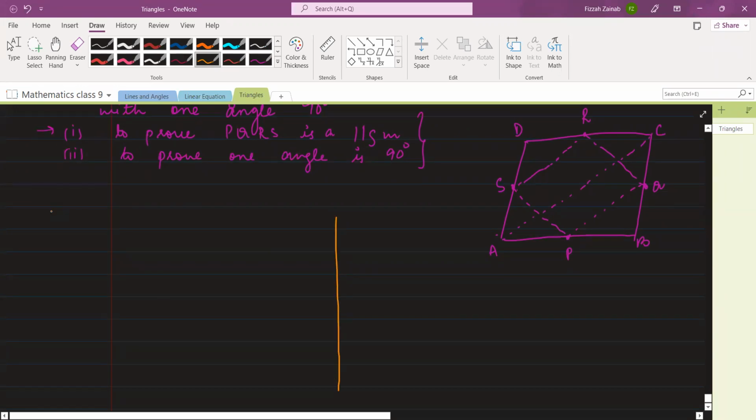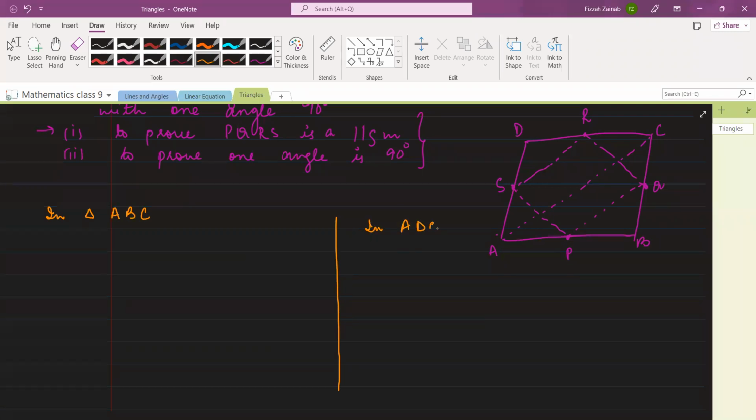So first of all, I'm taking this triangle. In triangle ABC, can you see that? ABC. And then the upper triangle I'm taking, which is ADC, right? Okay, so in ABC, now it's given that P is the midpoint of AB, right? And Q is the midpoint of BC. So we can use midpoint theorem, right, Jaslyn?